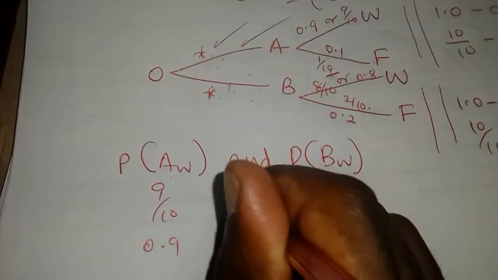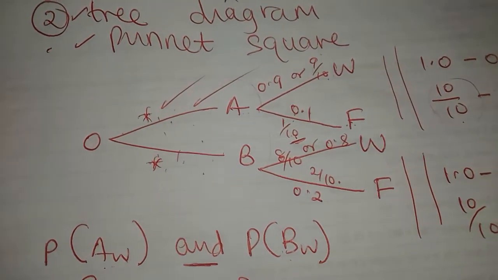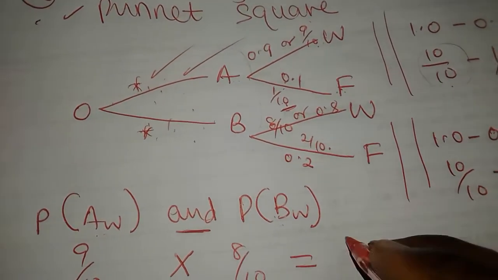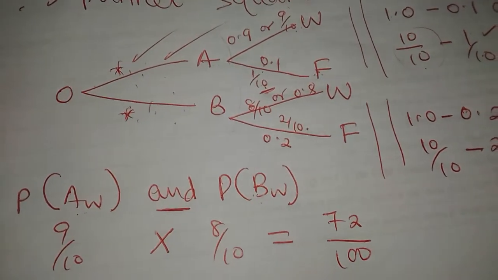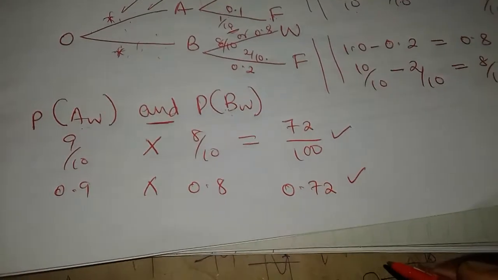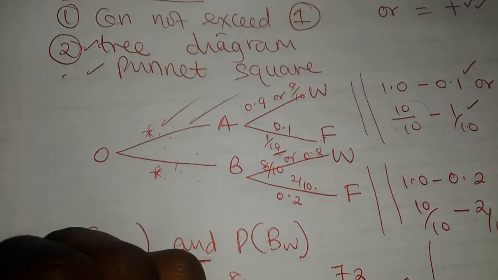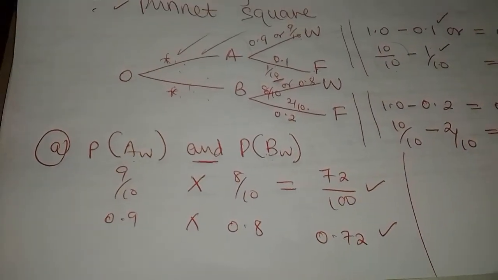Then you say "and" means multiplication. Then B working, 8 over 10 or 0.8. So this is the same as saying 72 over 100 or 0.72. So any of these can be the answers. Great, that is part A.